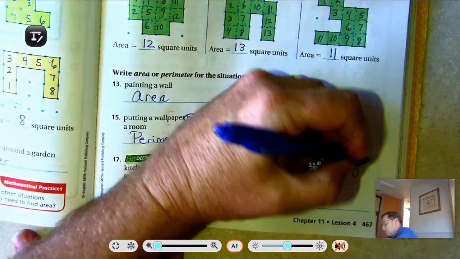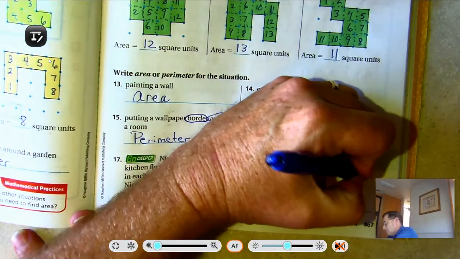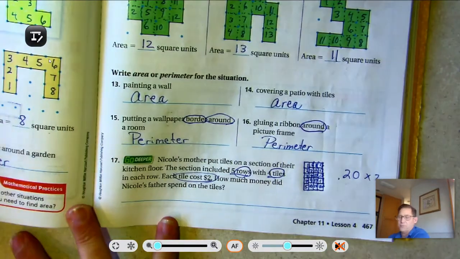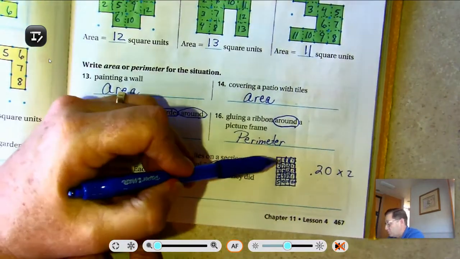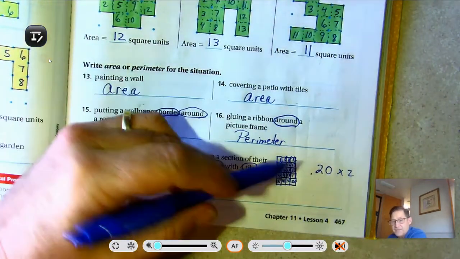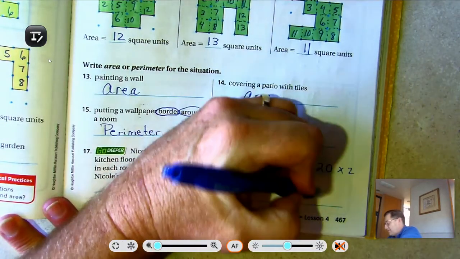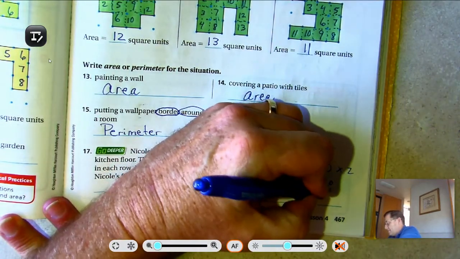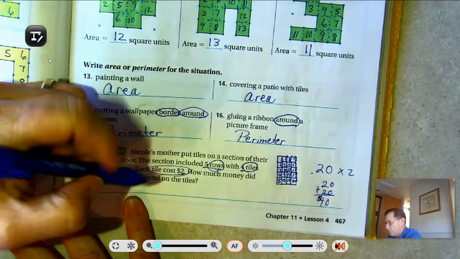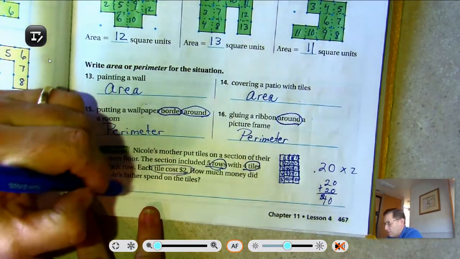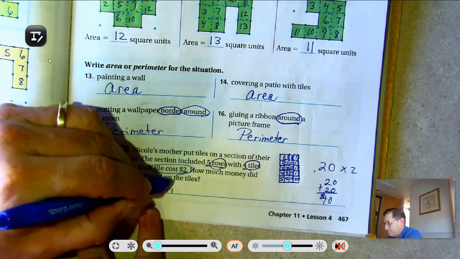So 20 sets of 2. So basically, a math problem would be 20 times 2. I could just go 2, 4, 6, 8. I could count each of my squares counting by 2's. Or 20 times 2 is the same as 20 plus 20. So that's 40. So each tile costs $2. They're going to spend $40 on tiles.